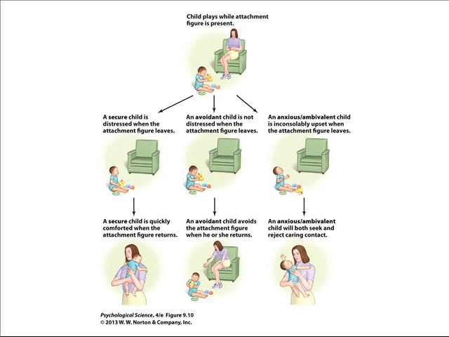Here's the strange situation test. The caregiver brings the child into a new room, and once the child is settled, leaves. The pattern of responses of the child when the caregiver leaves and then returns is used to determine the child's attachment style. Securely attached children are upset when the caregiver leaves, but are consolable when they return, quickly calming down. Avoidant attached children don't get upset by the absence of their caregivers, often even ignoring them when they return. Anxious ambivalent children are greatly upset when the caregiver leaves, but are not able to be comforted when they return.